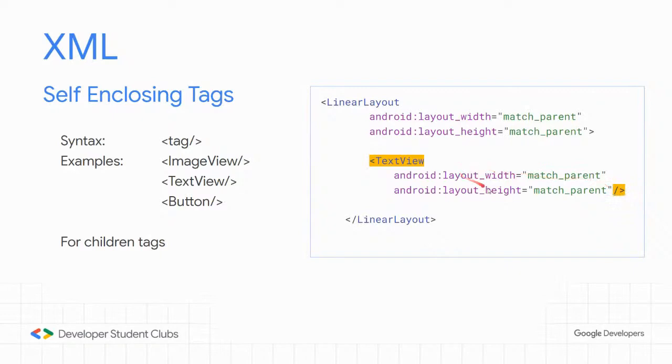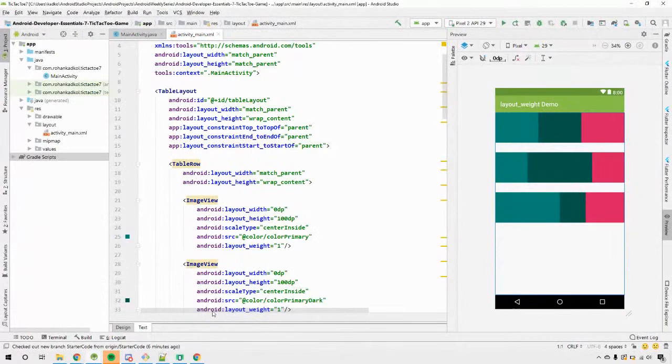And whatever properties are there within the less than and greater than signs map to this tag. So how wide is the text view? Match parent. How tall is the text view? Match parent. So this is what we're going to see in our demo now. I'll head back to the demo.